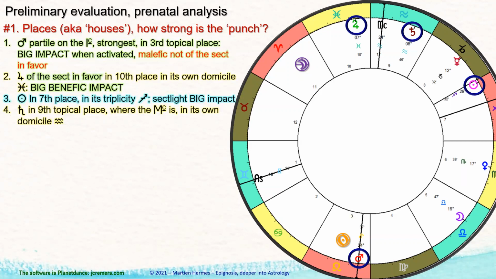But fortunately, there are also some very strong planets which are very well situated. The second one, I guess, is Jupiter, because he's in the 10th place and he's in his own domicile, Pisces, which is a big benefic impact. So whenever Jupiter is the ruler of certain periods of time, he will be very beneficent for Holly's career or Holly's development in this scenario.